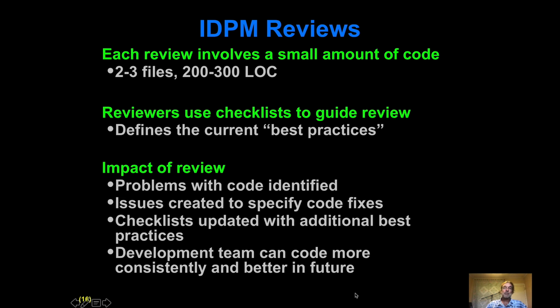You'll create some new issues that you'll put in the to-do column and schedule for fixing the things that you think are important in the code. You'll update your checklists. At least in some reviews, you'll update your checklist because you'll have discovered, hey, here's something interesting we should be making sure happens all the time that we didn't realize before. And then finally, as a result of having talked about the code and looked at other people's code, the team will naturally start to code in a more consistent and high quality fashion in the future.